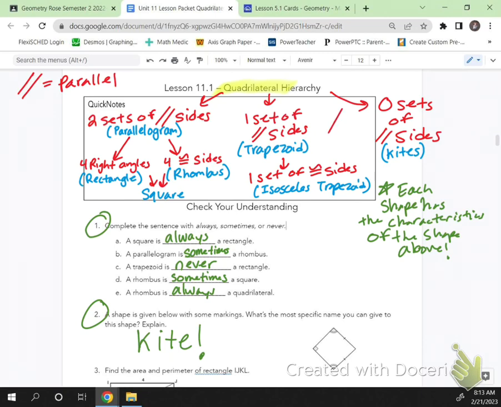Here. Okay. Again, a kite has two congruent sides. It just has 0 sets of parallel sides. And we're going to spend a whole lesson on this. Great. You guys ready for your homework?